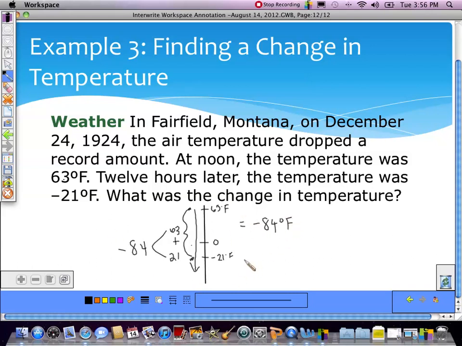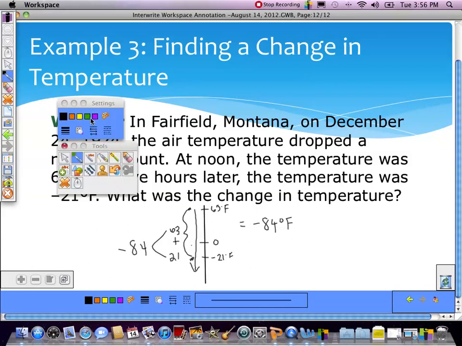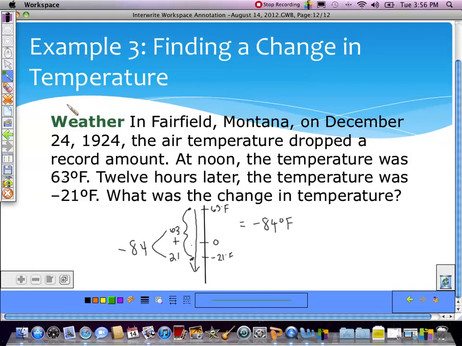So that would be your illustration, and to show you guys using a formula, you need to remember that you want to take the ending temperature and subtract your starting temperature. So let's use this little formula and just fill in our numbers. Our ending temperature was -21. We're looking for the change, so that means subtract the starting temperature, which was 63.